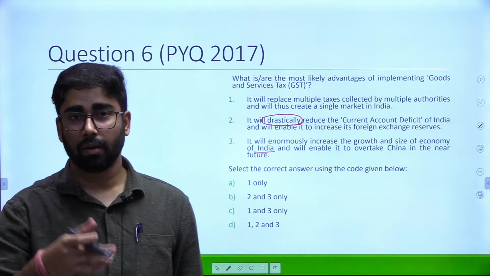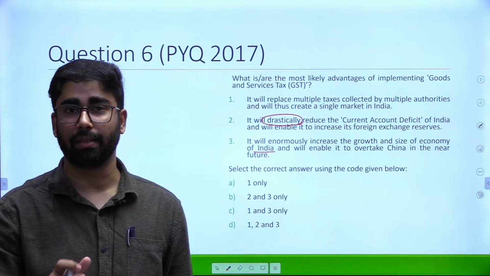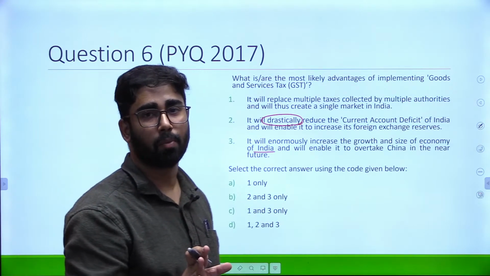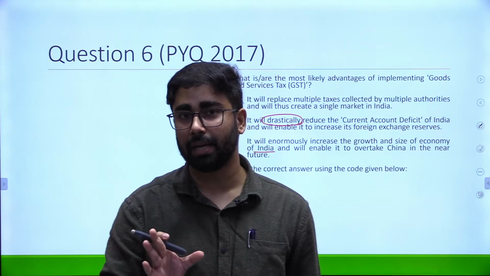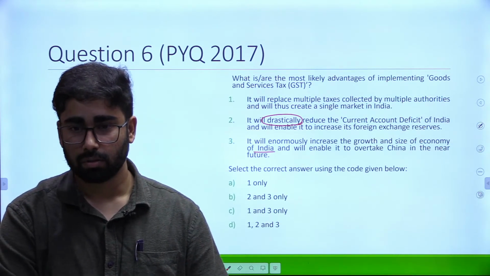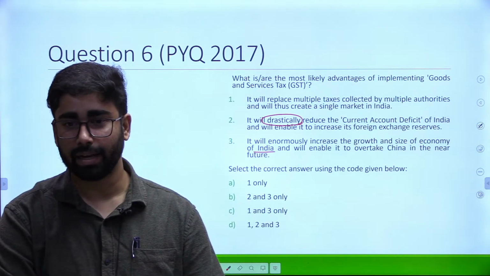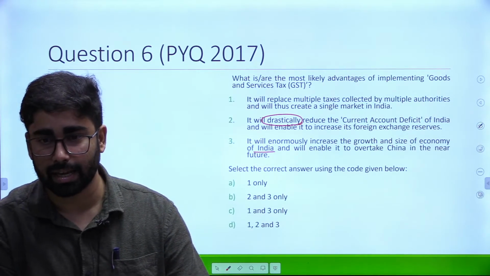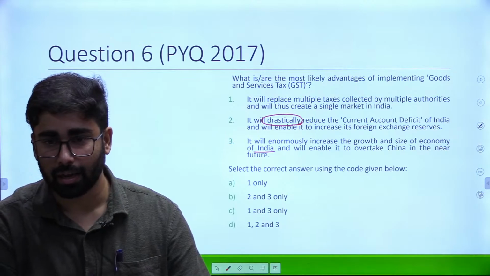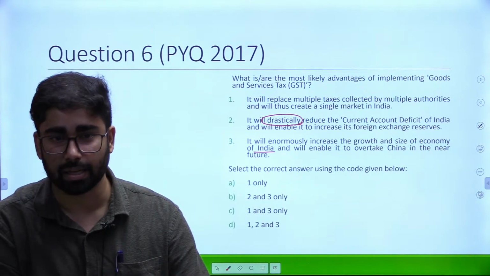GST को impose हुए 5 साल हो गए हैं. Five years have gone by since GST has been imposed. Now, do you think there has been a drastic reduction in current account deficit or not? So here we are getting a diversity of answers. Some are saying D, some are saying C, and some are saying A, and someone is saying B. Vivek is saying B.